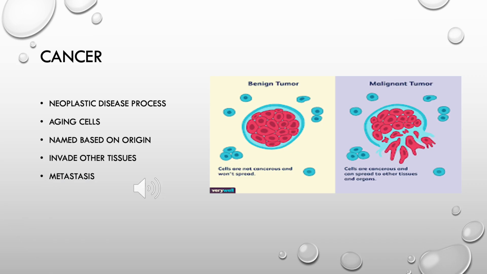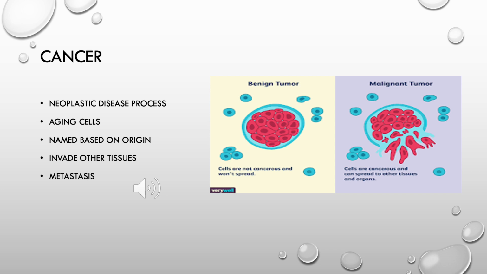Okay, so cancer in a nutshell is a neoplastic disease process. In other words, neo means new, plasticity refers to cells differentiating into abnormal cells. Okay, and it could be due to exposure to different kinds of environmental factors that we'll be talking about in this video. It also occurs in aging cells. As our cells age, they die. And some cells, instead of dying, differentiate into different kinds of malignant cells.